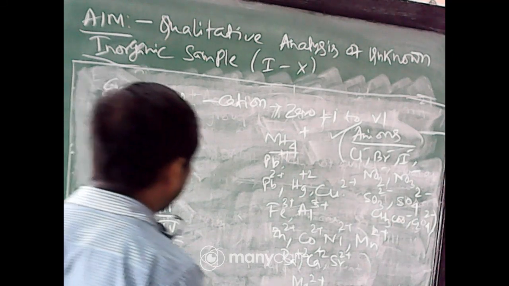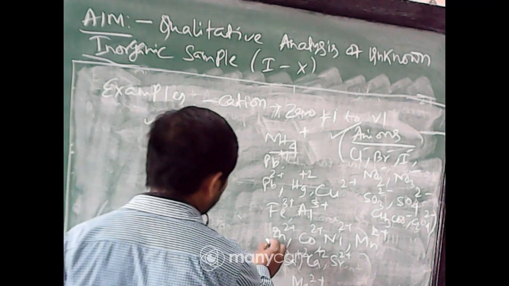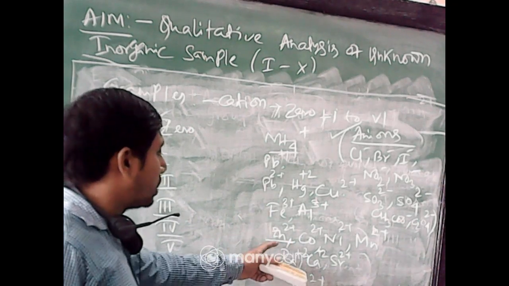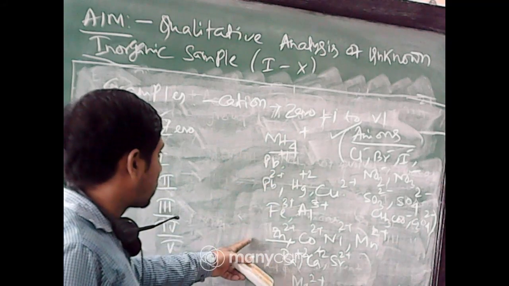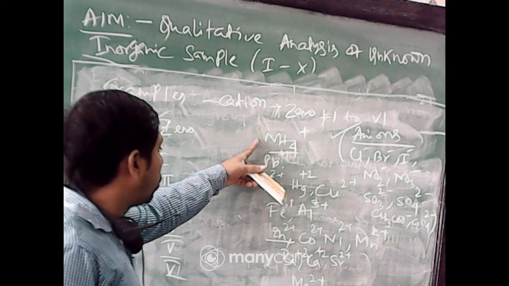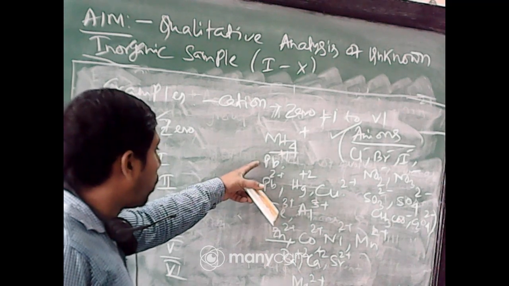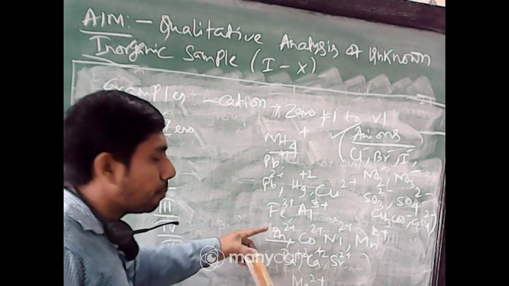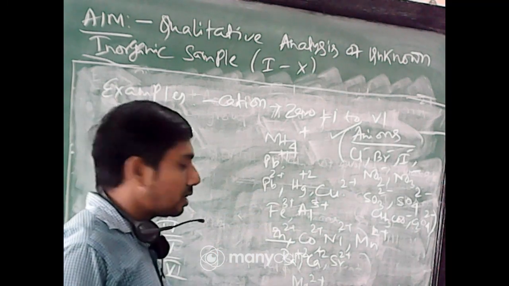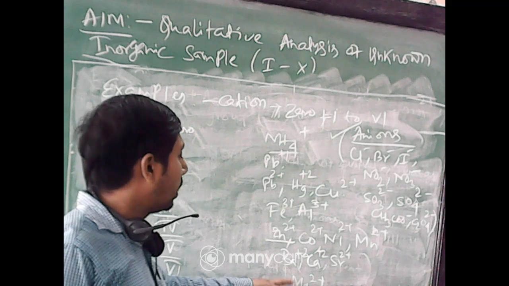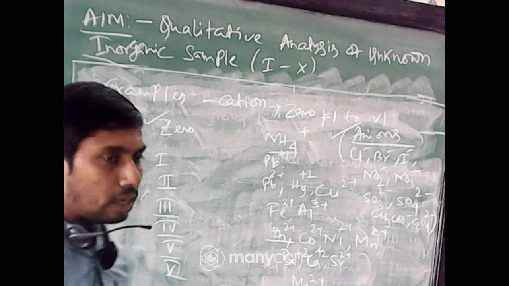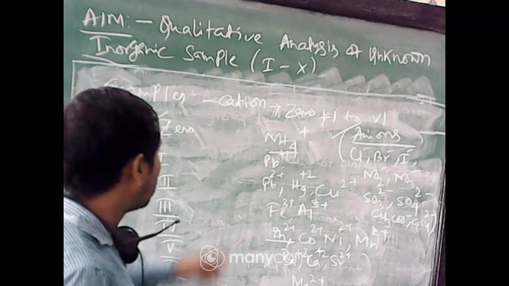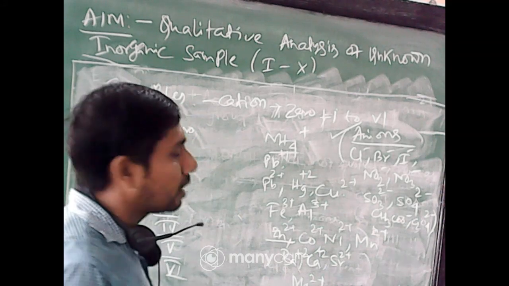Now here is something to tell. Suppose your sample contains zinc, then you cannot directly move to zinc. You have to go by that process. That is, first add the reagent of group 0. If absent, then go for group 1. If absent, then go for group 2. If absent, then go for group 3 and then come to group 4. If a group 6 cation is present in your sample, then also you cannot directly move because you don't know about the presence of that particular ion. So this is called systematic group analysis.